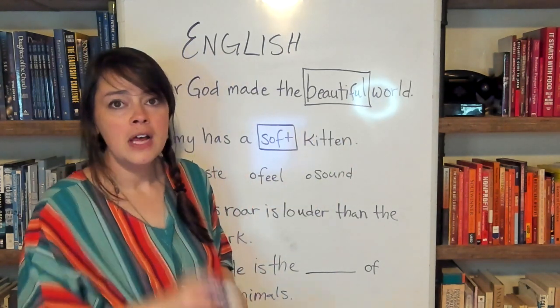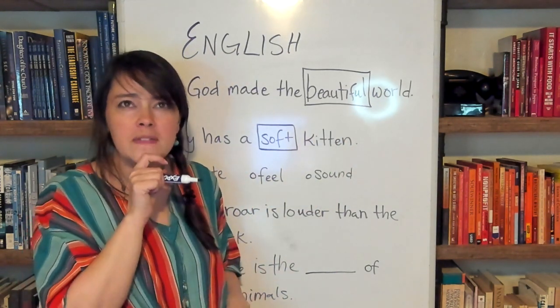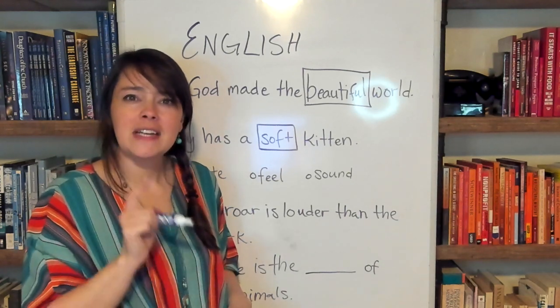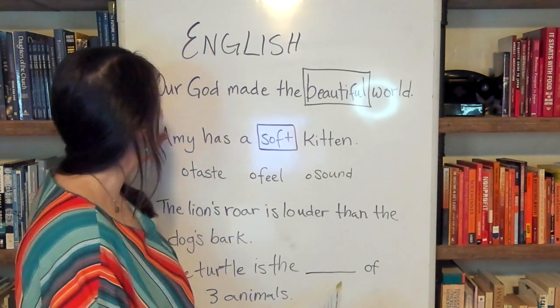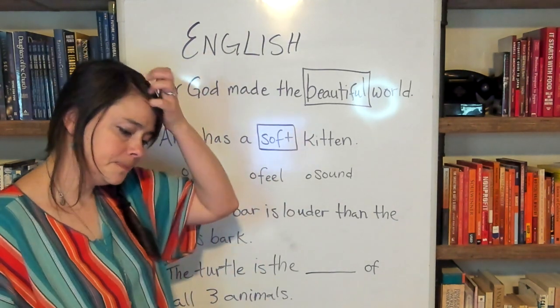Okay, so you're going to read each of those sentences and think, which of these is an adjective that is answering the question, what kind? And describing a noun, all right? So just for an example, that's number 1.